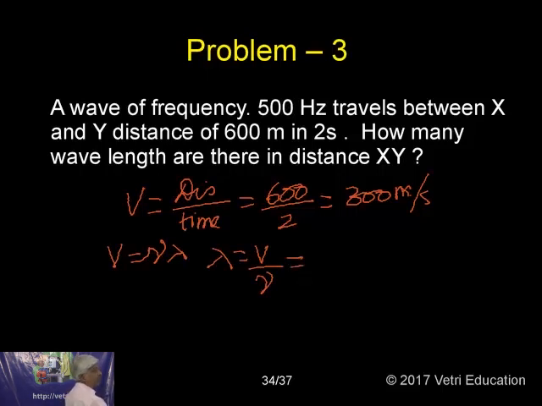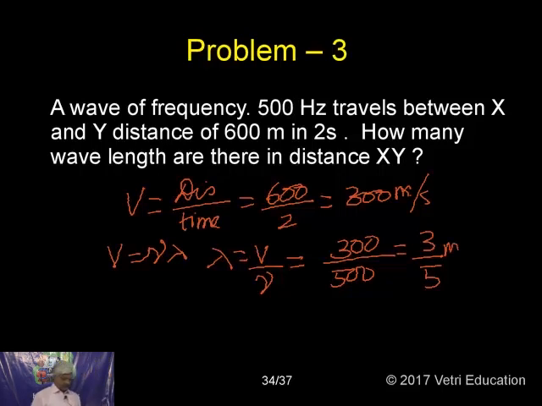That is equal to velocity divided by frequency. We calculate it as 300 divided by the frequency given in the problem, 500. Therefore, the wavelength is 3 by 5 meter. What is our question? How many wavelengths? So each wavelength is 3 by 5 meter, and the question is how many waves are in 600 meter?